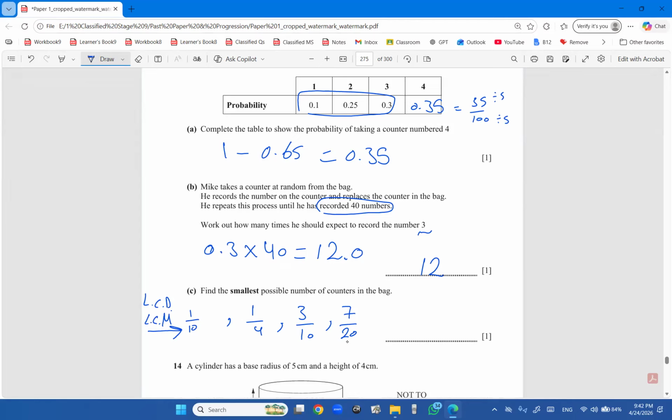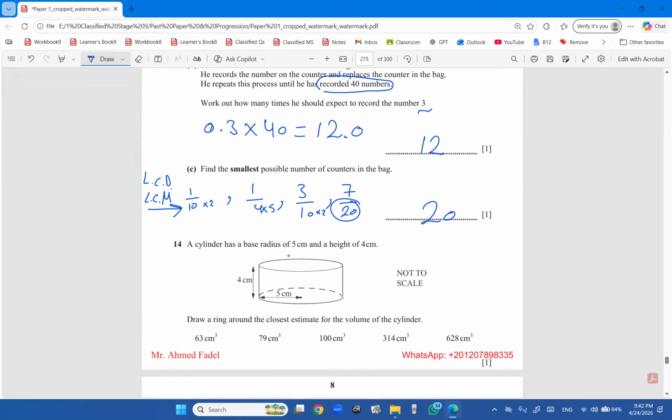All of them can turn into 20. Check the largest denominator, 20. Can the 10 turn into a 20? Yes. Can the 4 turn into a 20? Yes. Can the 10 turn into a 20? Yes. By turning, I mean multiplying it by something that makes it 20. So the smallest possible number of counters is 20.